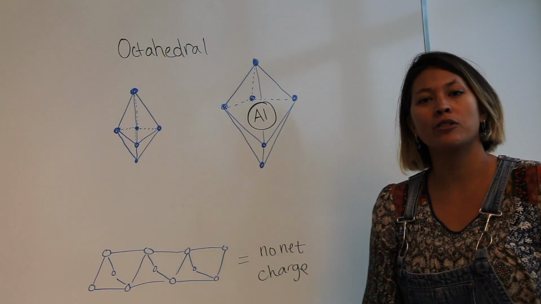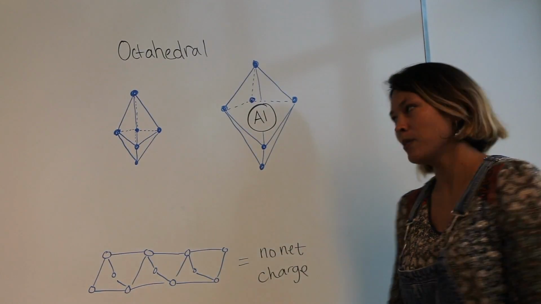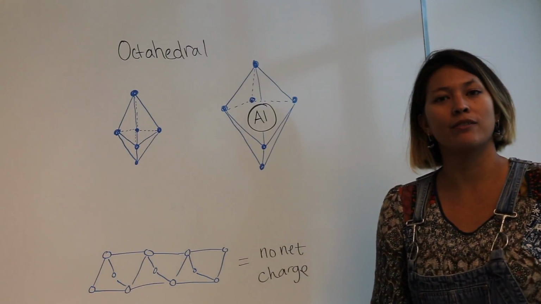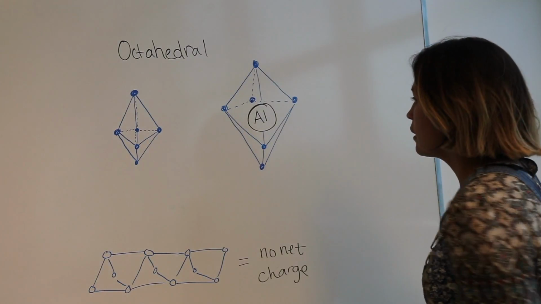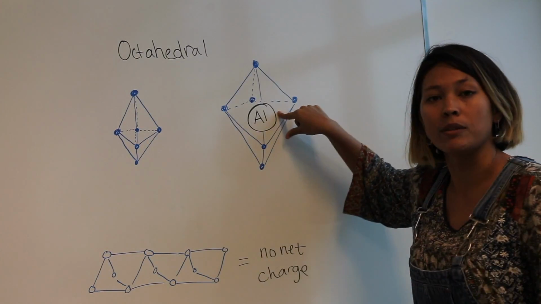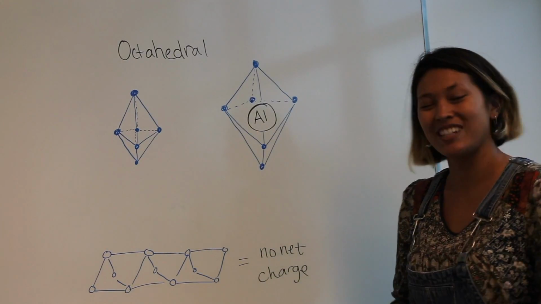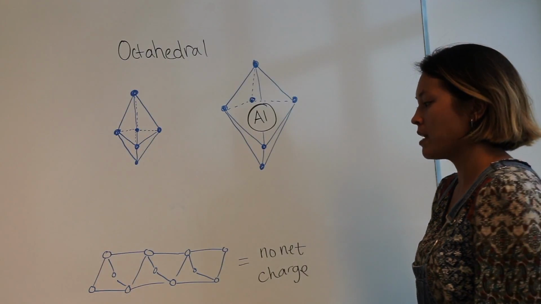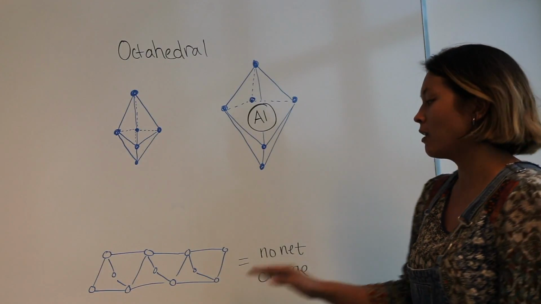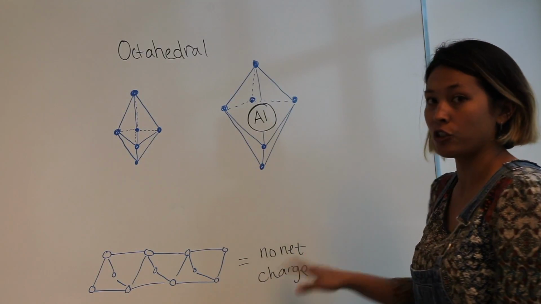Next, we're going to talk about the octahedral shape. So the octahedral has 8 faces or 8 sides, and in the middle we have an aluminum element surrounded by 6 oxygens. And then the octahedrals bound to other octahedrals make up an octahedral sheet that also has no net charge.